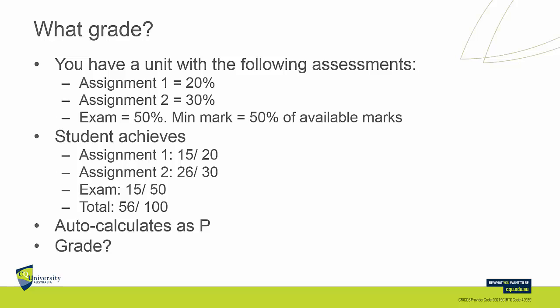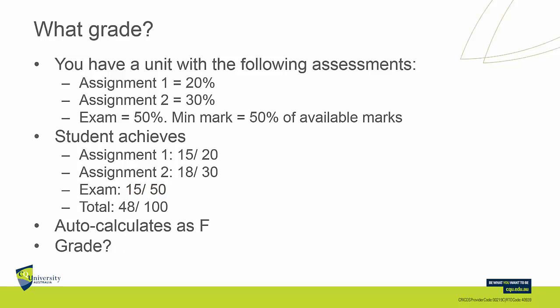The student has passed the first 2 assessments but has failed to meet the minimum mark for the exam, but they do have an overall score of 56 out of 100, which has been auto-calculated by Moodle as a pass. However, in this scenario, as a student has failed the examination, which has a minimum mark, but has an overall mark of 49.5% or above, the student is eligible for a supplementary exam.